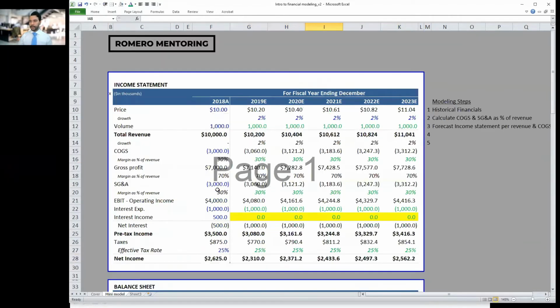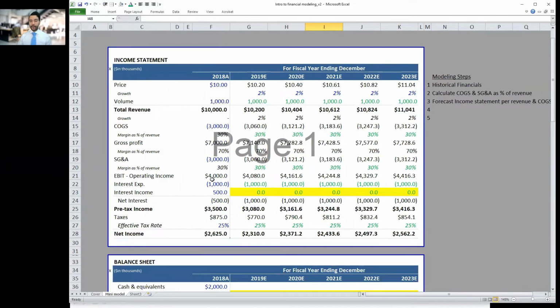So let me scroll up here to the income statement. If you remember in the previous video lecture, we ended up first calculating our historical numbers for 2018 to give us a better sense of our cost of goods sold margins, our gross profit, SG&A, effective tax rate, just ultimately to arrive at a net income value. Then we used the percentages or the margins associated with the cost of the business to forecast our expenses. Which expenses? Cost of goods sold, SG&A.